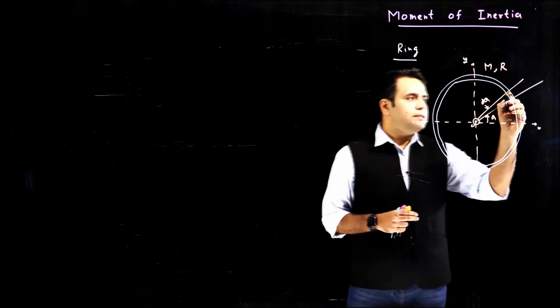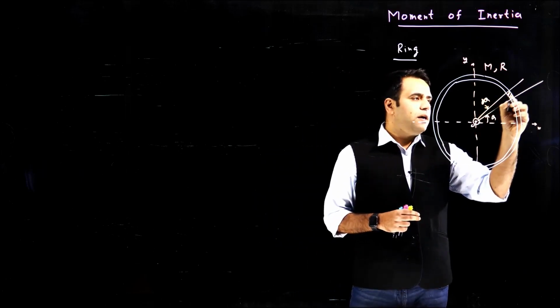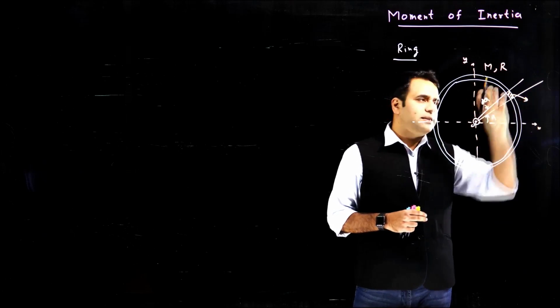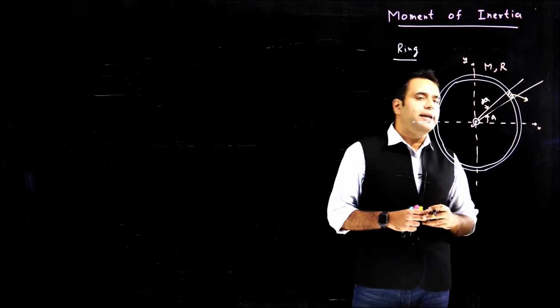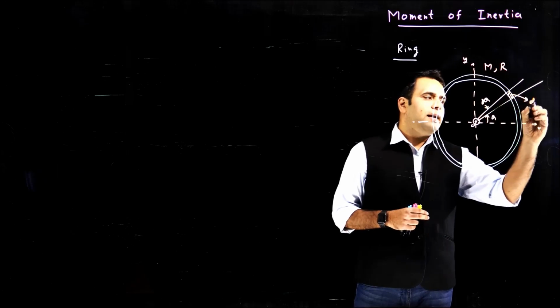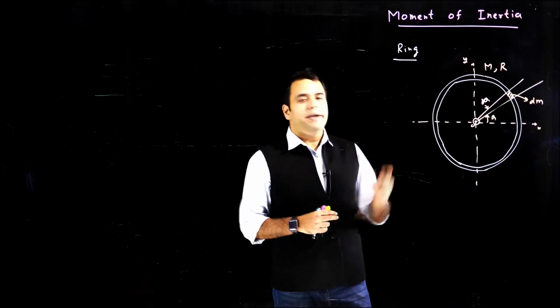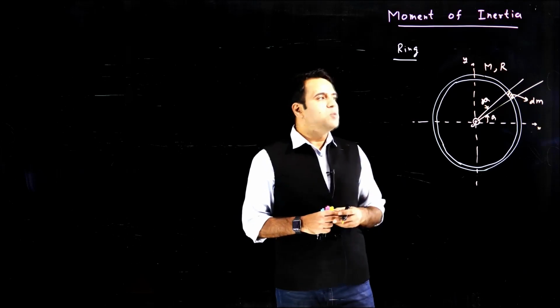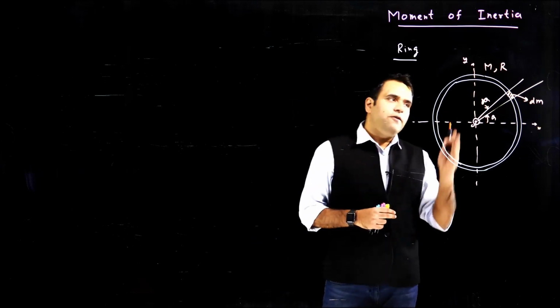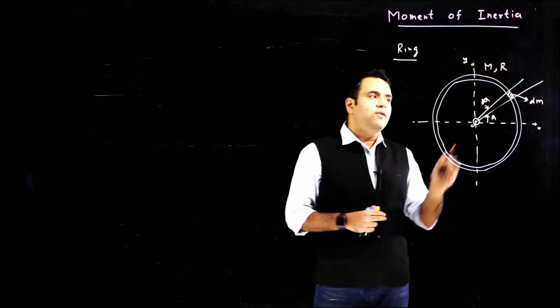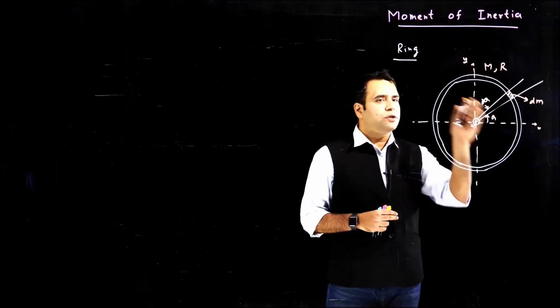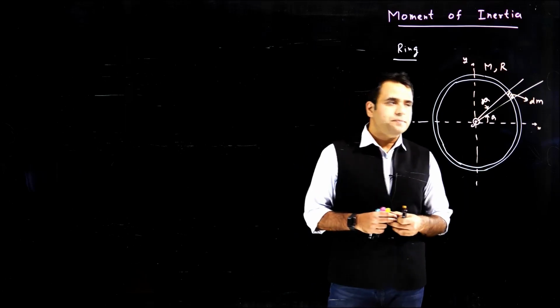Between these two lines I have this element. This portion of the ring lies between these two lines, and let's assume the mass of this element is dm. So this will be our test element. We will calculate the moment of inertia for this element, and from there we will integrate it to calculate the moment of inertia for the whole object.